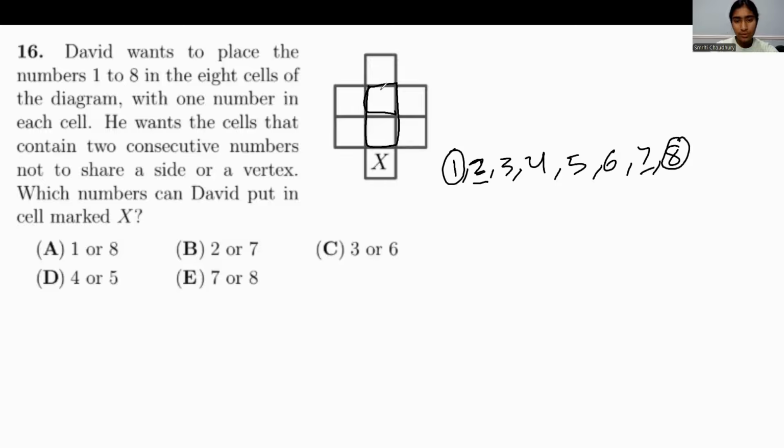However, we do not know in which order these 2 cells would be 8 or 1, so let's try both cases. So if this is an 8 and this is a 1, X would be the only number that 8 cannot share a side or vertex with, which is 7. So X would be 7 in that case. However, if this were 1 and this were 8, then X would be the only number 1 cannot share a side or vertex with, which is 2. So the possibilities for X are 7 and 2, or 2 and 7, which makes our answer B.